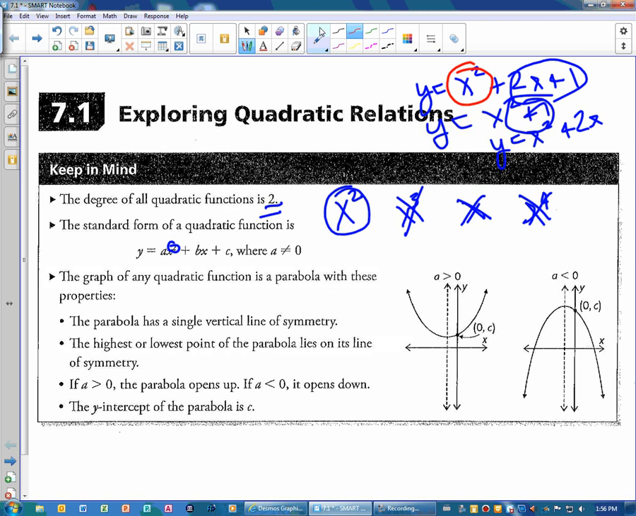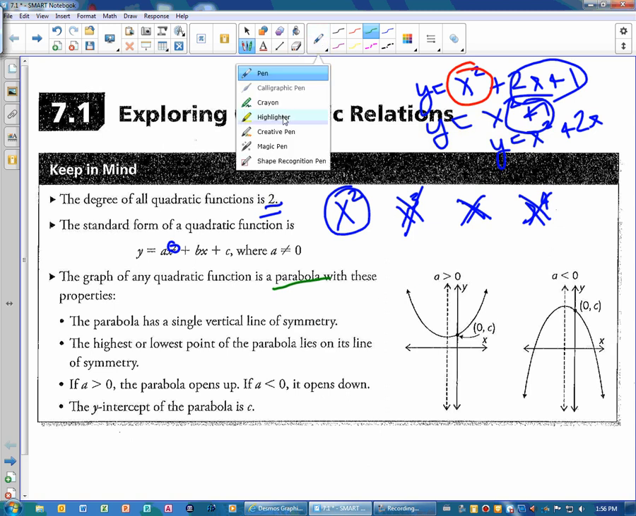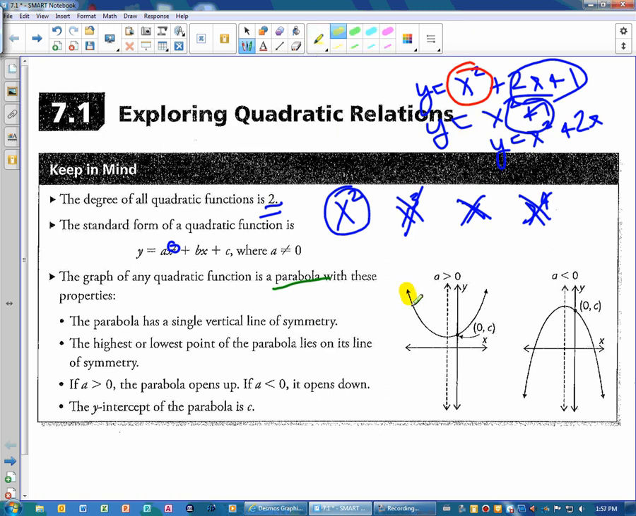Okay. Now, this other stuff talks about the graph, and it says the graph of any quadratic function is a parabola. Okay, so that's what they're called, with these properties. First of all, the parabola has a single vertical line of symmetry. So right here, there are 2 examples of parabolas. I'm going to highlight them. Here's one. That's an example of a quadratic function graphed, making a parabola. And yes, it looks like a happy face or a smile. And this looks like a frown. Okay, and that's another example of a parabola.